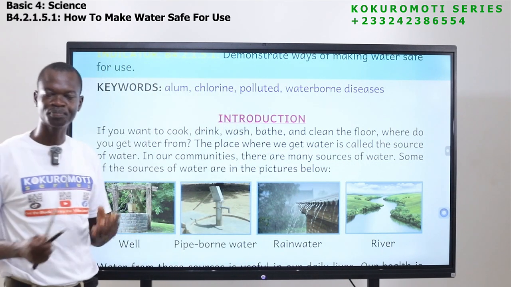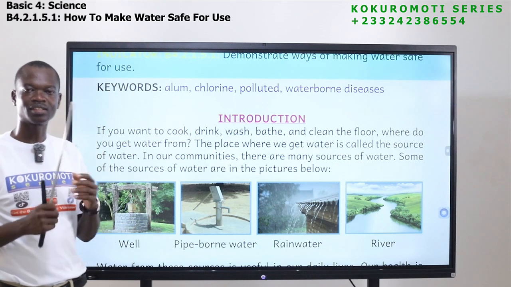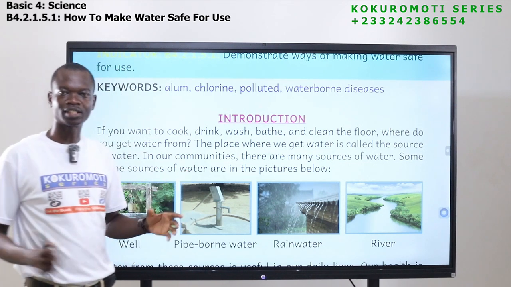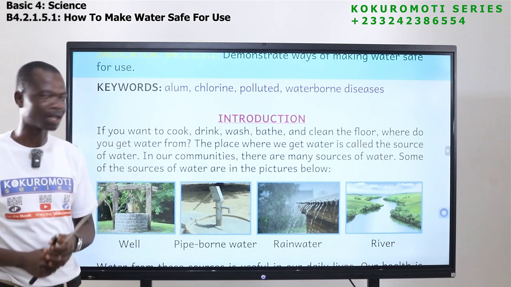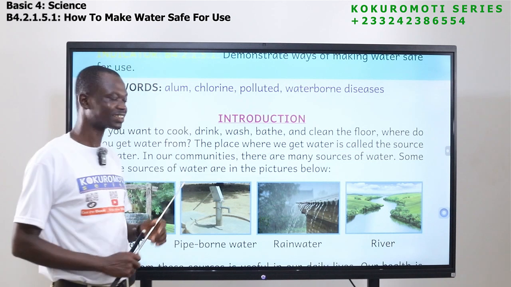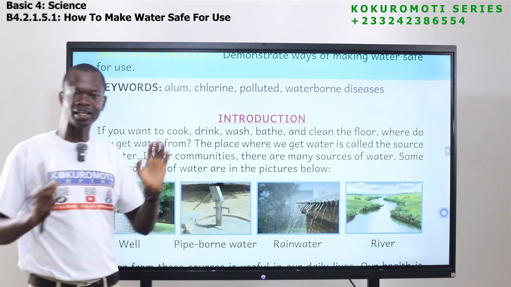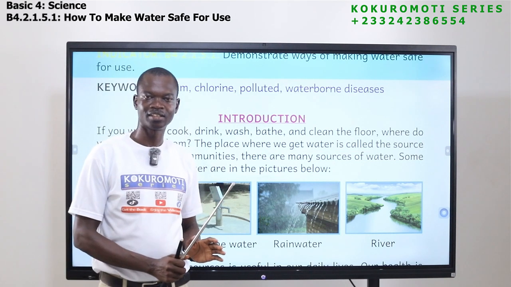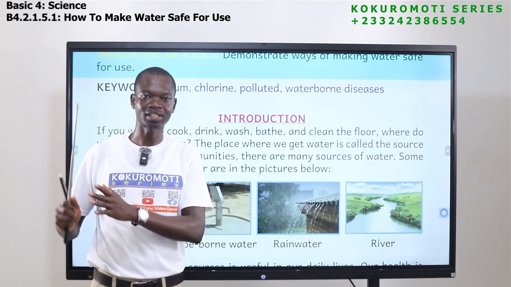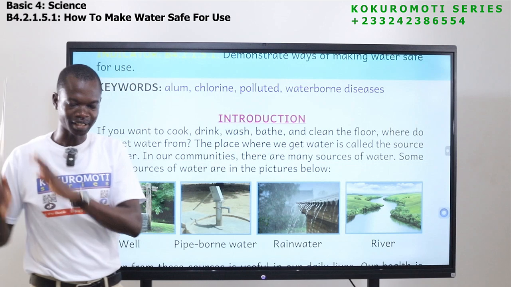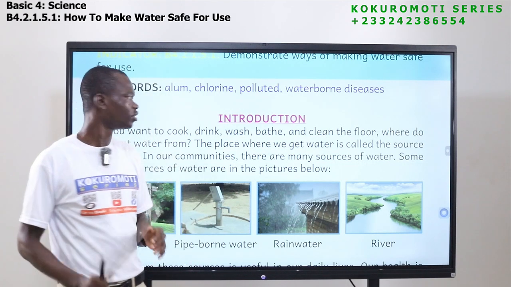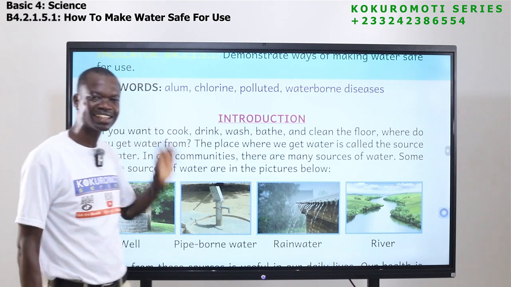Alum is a chemical or a substance that is put into dirty water. It separates or it purifies the water. Chlorine too, the same thing. But the difference between these two is that alum separates the dirt from the clean water and makes the water clean as well. So all the dirt will go to the bottom and then the top part will be clean for you to use. But it doesn't kill germs.